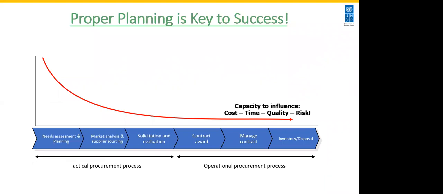This is something I think we can't stress enough: the more time and energy we can invest in the needs assessment and planning, market assessment, supplier sourcing, and solicitation and evaluation process, the better, right? Because the further along the process we get, the less flexible the process actually becomes. There's nothing worse than getting to the end of a tender process and going through the evaluation and realizing that the suppliers or the offers that we've got aren't actually going to meet the requirements that we have.